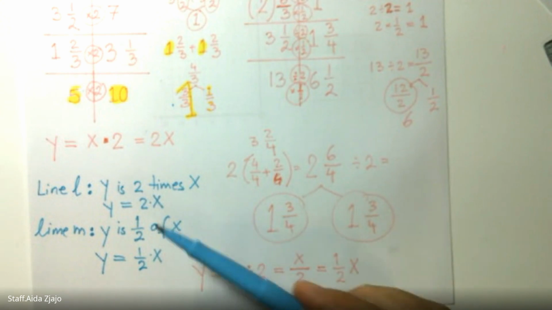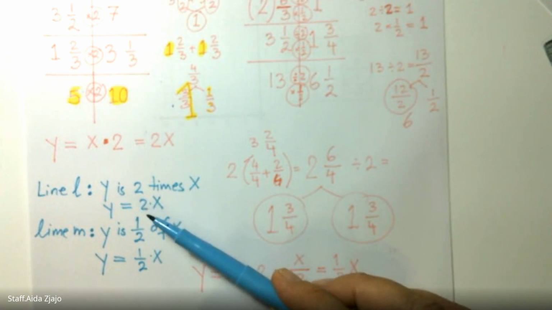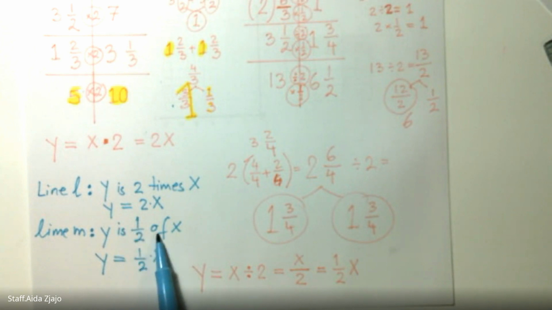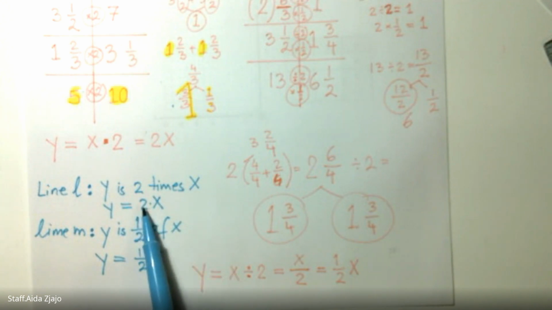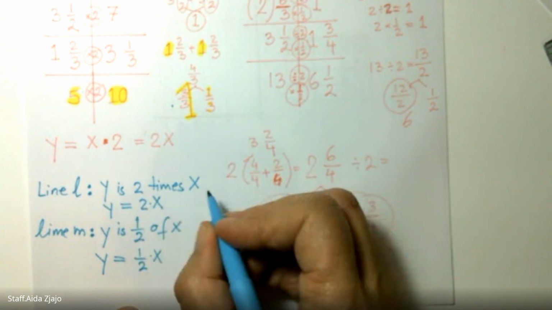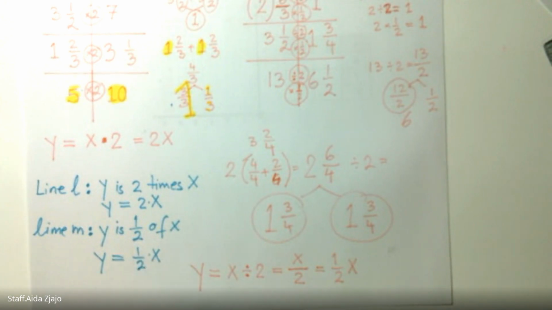Or we usually don't put the times, but I want you to know this means the same. So y is 1/2 of x, and y is 2 times x. We usually don't put multiplication between 2 and x. It goes like just 2x, or 1/2 x. We don't put the multiplication there.